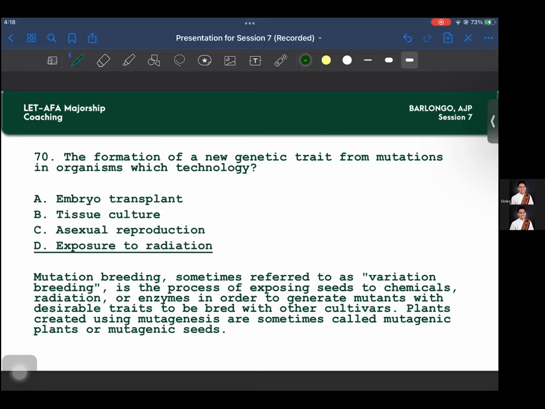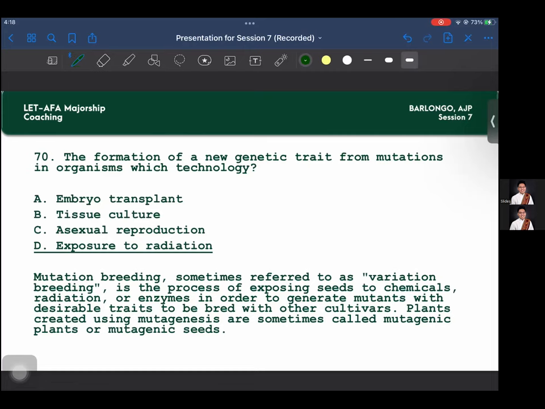So yung characteristic that you have sa mother plant mo will be the same characteristic that will be transferred kapag kunwari stem cutting. Kapag inilagay mo na yung stem cutting sa isang bagong soil or sa isang water container, it will carry the same trait na meron siya sa mother plant niya. And embryo transplant is just an in vitro fertilization na isang technique. Ayan. So exposure to radiation, ayun yung answer natin.